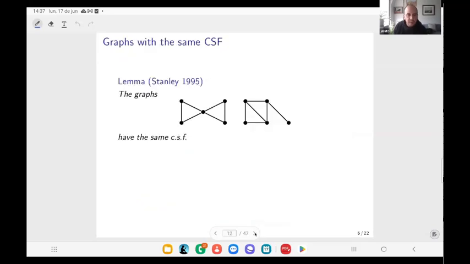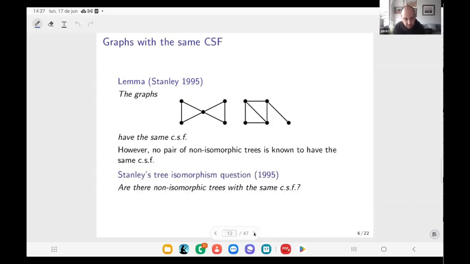Okay. So one basic fact is that we know that if we have graphs with cycles, then we can construct graphs with the same chromatic symmetric function that are not isomorphic. This is the basic example given by Stanley in the first paper about the chromatic symmetric function. And then the basic question that is often referred to Stanley is whether or not there are non-isomorphic trees with the same chromatic symmetric function.